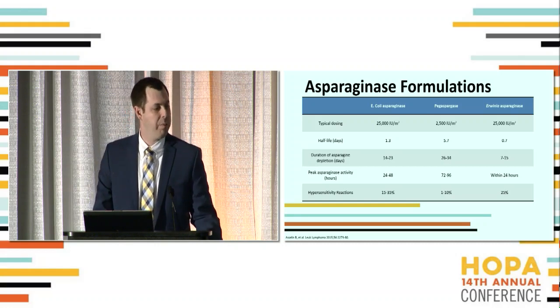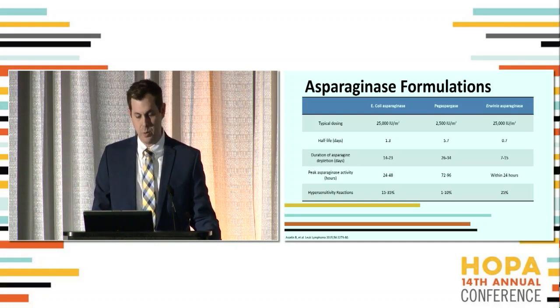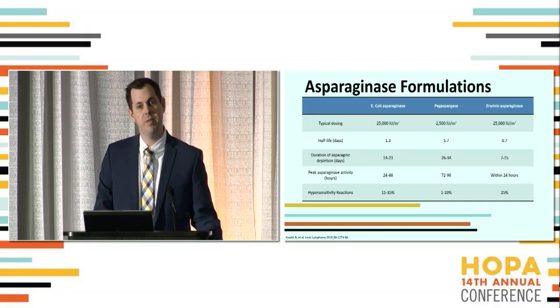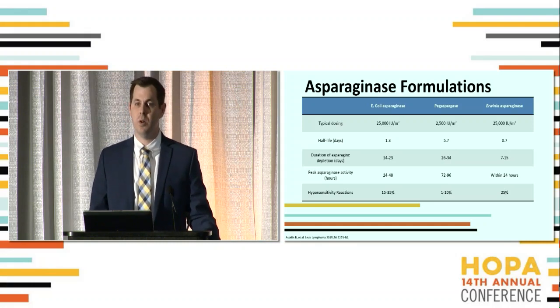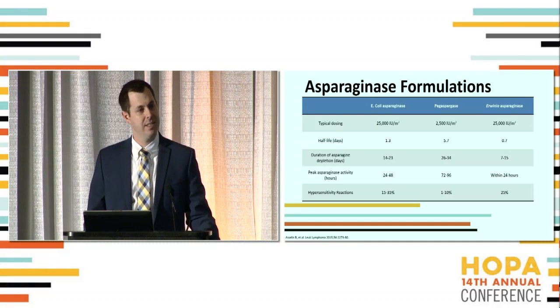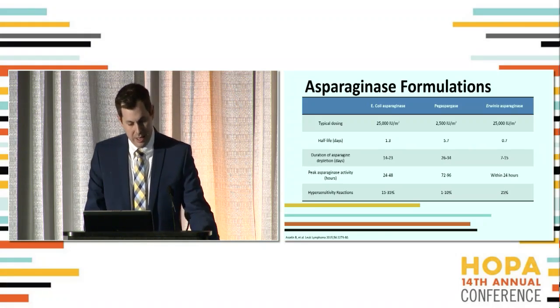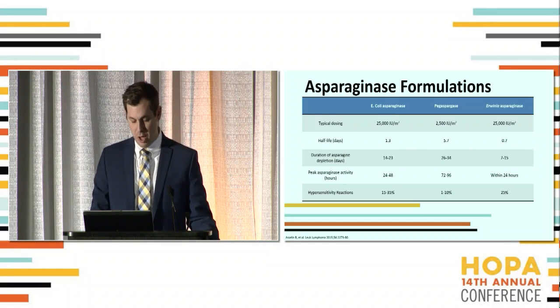But just looking through some of the properties of E. coli asparaginase, the dosing was 25,000 units per meter squared with a relatively short half-life of 1.3 days. So E. coli asparaginase really paved the way for PEG asparaginase to be developed, and this is the pegylated form of E. coli asparaginase, which greatly extended the half-life of the medication to about 6 days, and that really allowed us to replace several doses of E. coli asparaginase, 4 to 6 doses, all the way down to 1 dose of PEG asparaginase. So you can see the duration of asparagine depletion and the peak asparaginase activity were significantly prolonged.